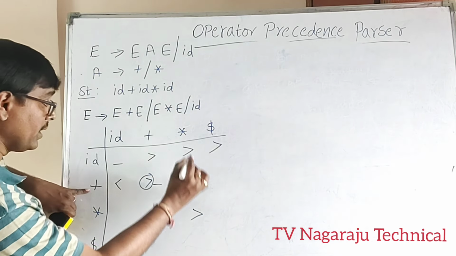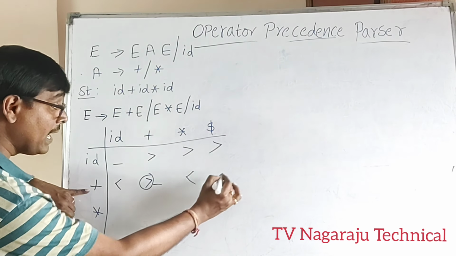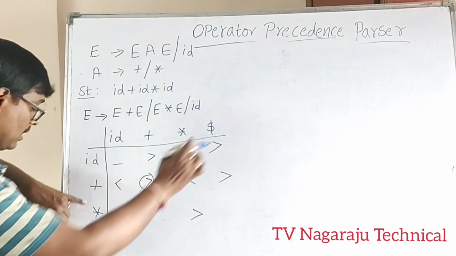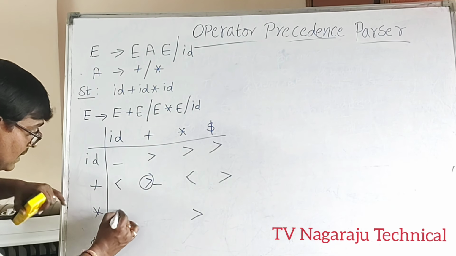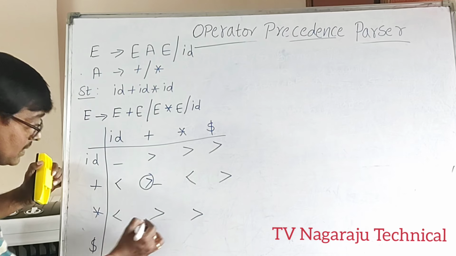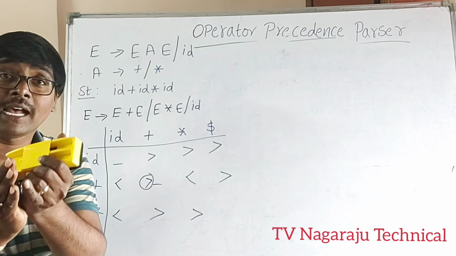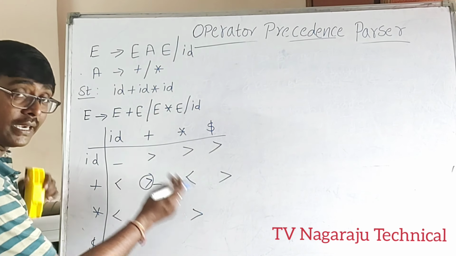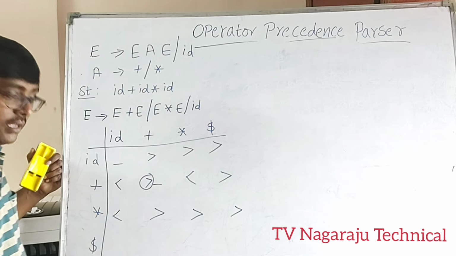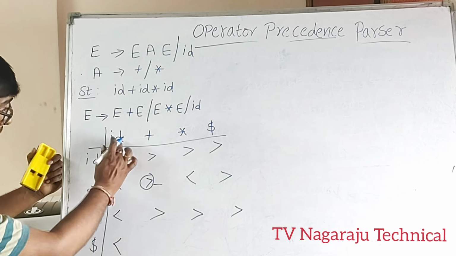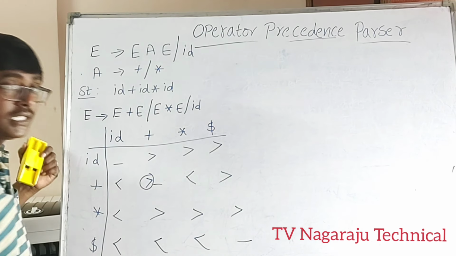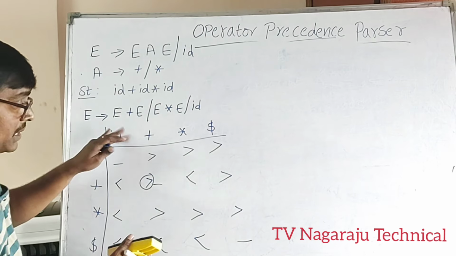Suppose, plus and star: plus is less than star, and plus is greater than dollar. Coming to star, star is less than identifier, star is greater than plus, and star has equal priority with star. Based on the associativity, star is greater than star, and star is greater than dollar. Now, dollar has less priority than everything, and for the same dollar as well. Now, this is the precedence table.